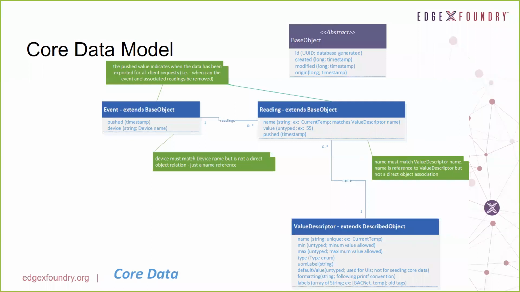So event and reading are pretty simple. An event is comprised of one or more readings. The readings are a key value pair that are the sensed data. The real important information with regard to the core data model is really down here at the value descriptor level. The value descriptor has a name that has to be unique across all of EdgeX, and that is what provides the characteristics. It provides the context. It provides the unit of measure for that reading value.